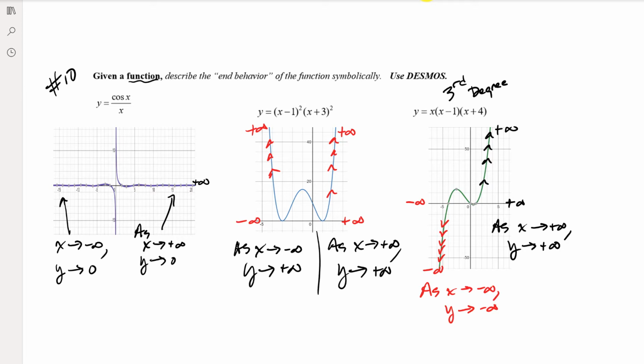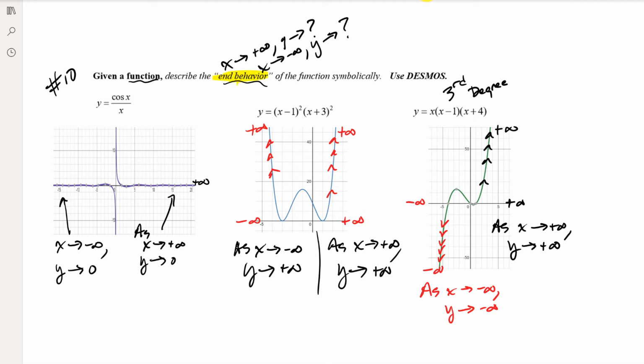All right, so when you describe the end behavior, you're talking about as x approaches negative or positive infinity. As x approaches infinity, what happens? You know, y approaches blank. As x approaches negative infinity, y approaches blank. This is what I mean by end behavior.